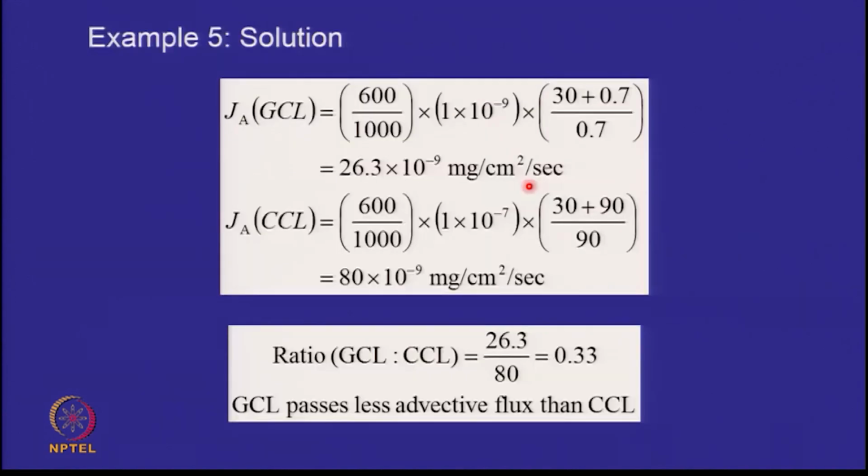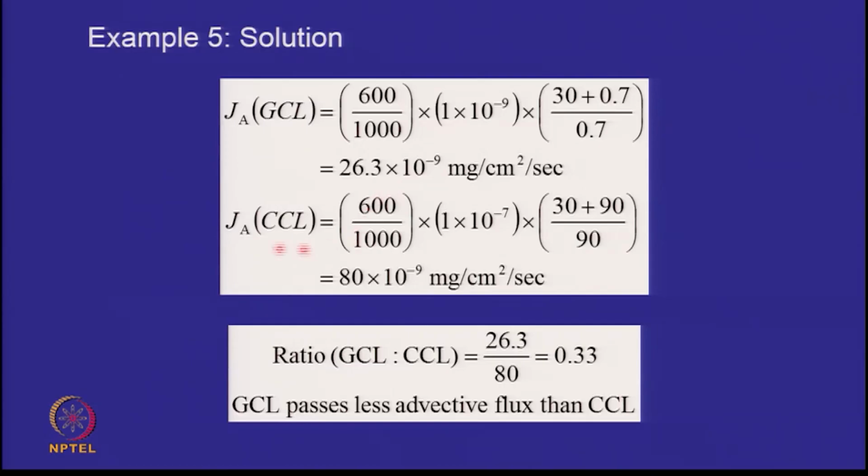In the GCL, please note 10 to the power of minus 9 centimeters per second is the K. This was 600 milligram per liter. So we are trying to convert to milligram per centimeter cubed. So 600 by 1000. Head is 30 centimeters. Thickness is 0.7 centimeters. And you should get this value of advective flux through GCL. Please confirm that you are getting this value. Anybody is confirming it? Okay, great.